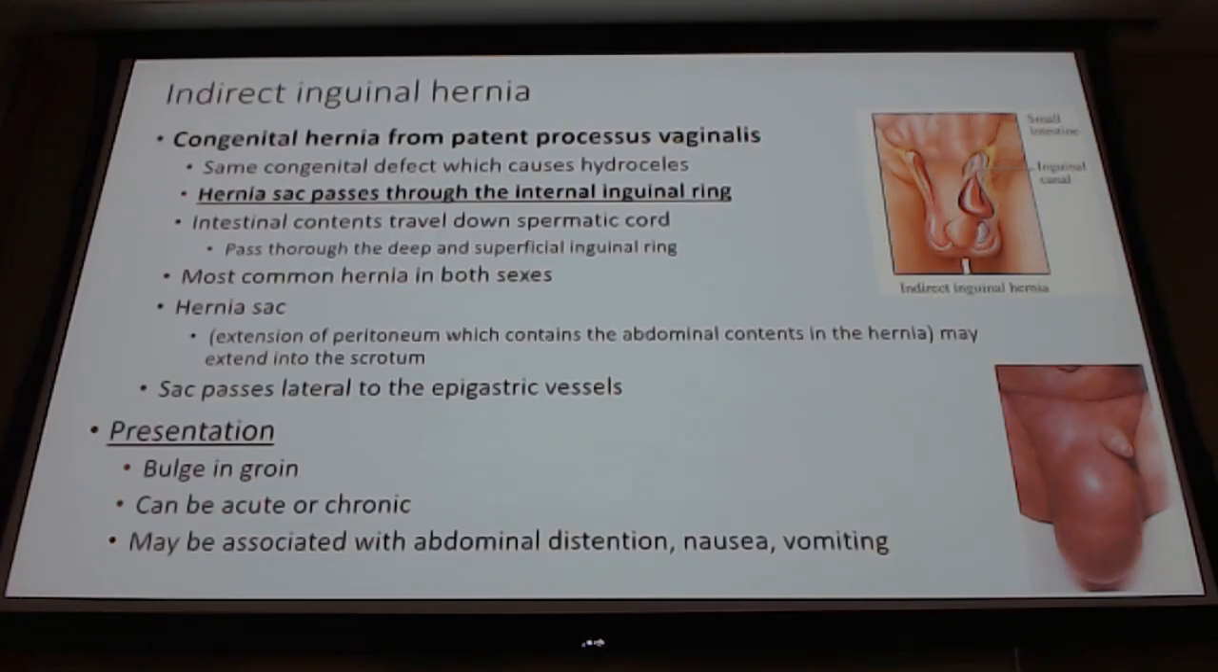Presentation, you're going to have either a bulge in the groin or a bulge in the testicle, maybe acute or chronic. They may have abdominal distension, nausea, vomiting if it's becoming incarcerated and moving towards strangulated.